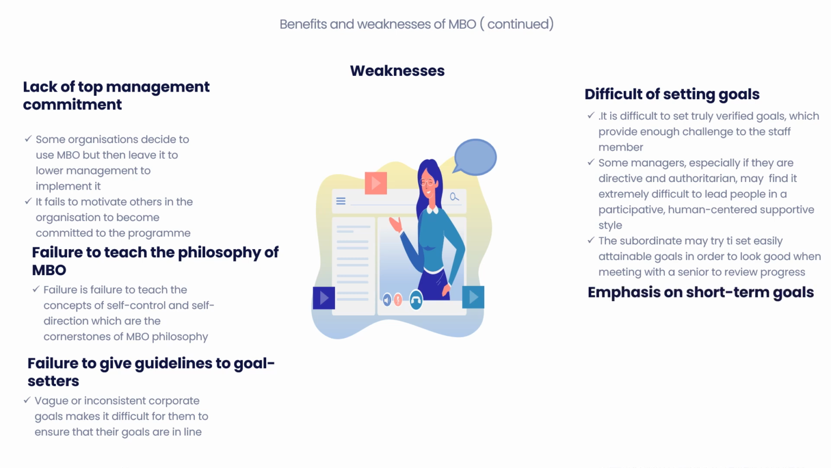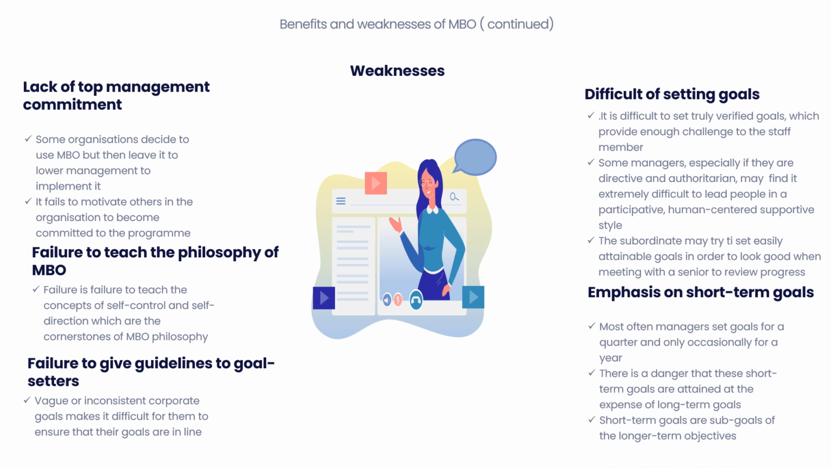Emphasis on short-term goals. Most often managers set goals for a quarter and only occasionally for a year. There is a danger that these short-term goals are attained at the expense of long-term goals. Short-term goals are set as sub-goals of the long-term objective. We said the goals are divided into objectives and the employees are dealing with the objectives. When the objectives are accomplished ultimately, the goals also will be attainable.